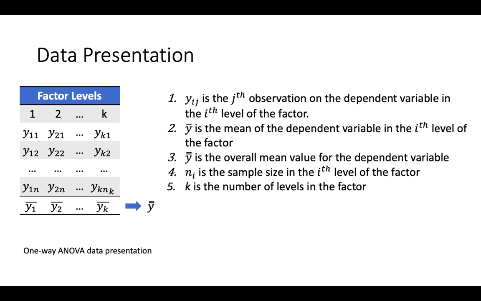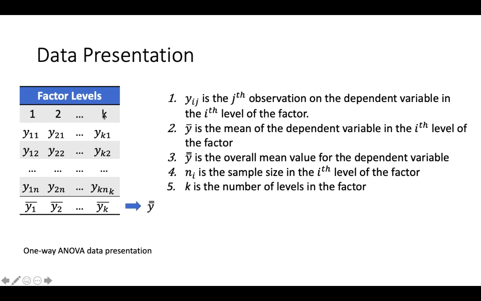Here's the data presentation. If you just look at it, you're going to get a little bit overwhelmed, but actually it's pretty straightforward, where Yij is the jth observation of the dependent variable in the ith level of the factor. What is Y? Y is your dependent variable scores, okay? And i would be the levels or the groups, and j is the observation. For example, if you take a look at the table here, this is the factor levels. What is a factor? Factor is your independent variable. Sometimes it's called factors in experimental studies.